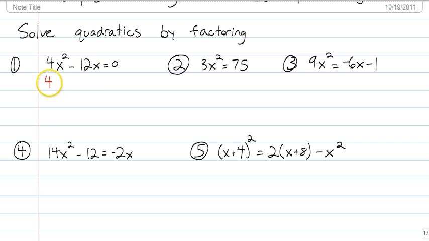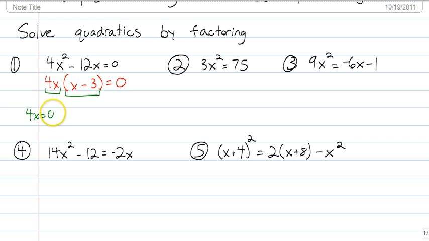I'm going to take a 4x out, and I'm left with x minus 3. Now, in order for this to equal 0, the first piece can equal 0, or the second piece can equal 0. That's called ZPP, zero product property. So all you have to do is set each piece equal to 0 to give us our two solutions.